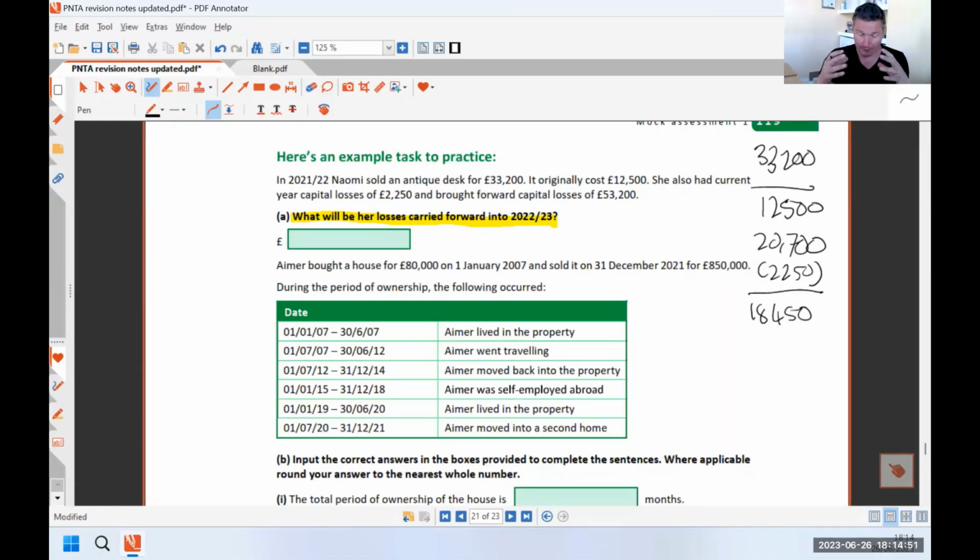So the next bit is we have losses brought forward. What can we do here? This is the whole point of the question. Why is it taken like this?